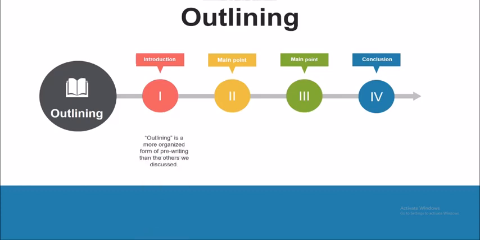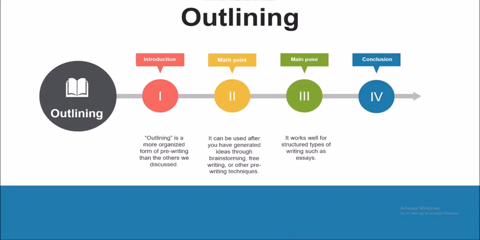Outlining is a more organized form of pre-writing than the others that we discussed. It can be used after you have generated ideas through brainstorming, free writing, or other pre-writing techniques. This is very important. So outlining doesn't come only now. It comes everywhere. It comes after brainstorming, after discussing, after free writing, after lobbying. It works well for structured types of writing, such as essays, and you can use complete sentences, but you don't have to.